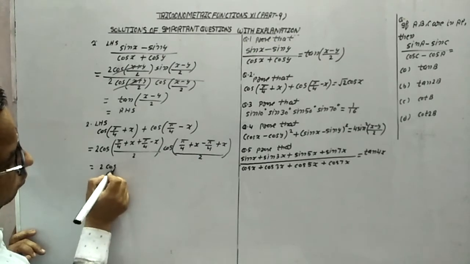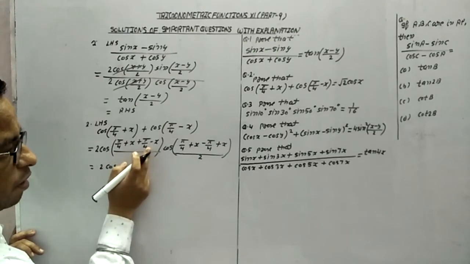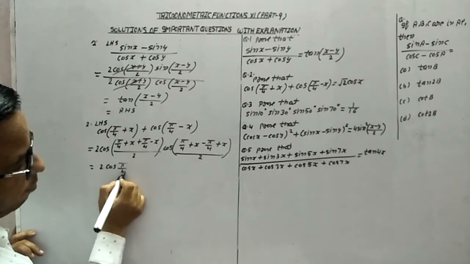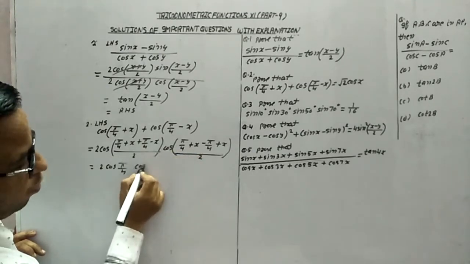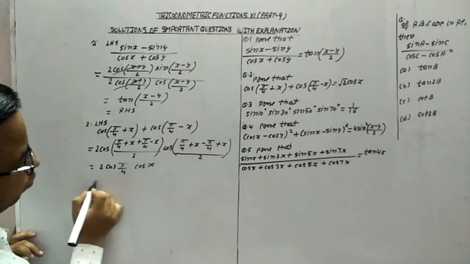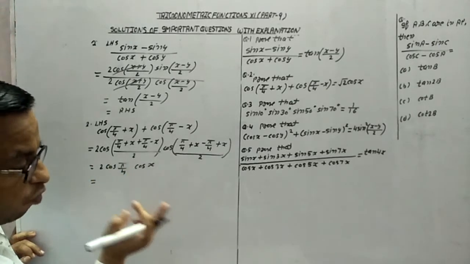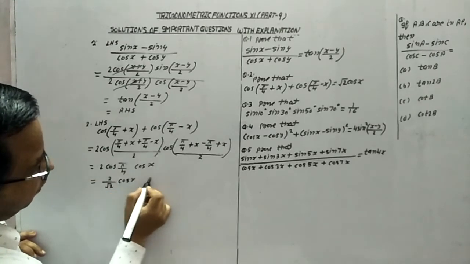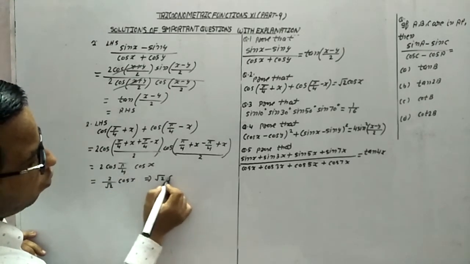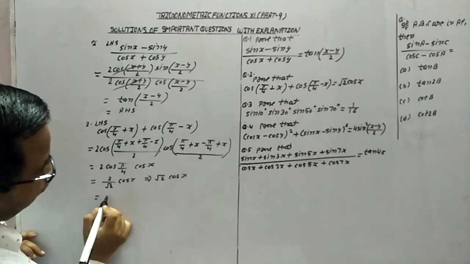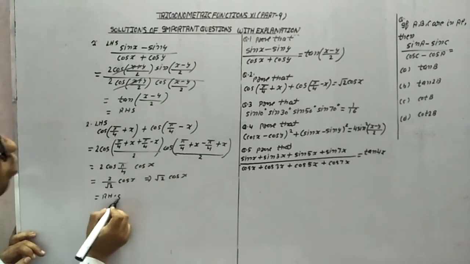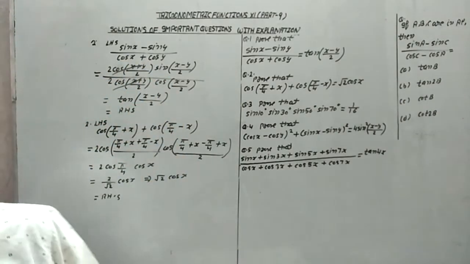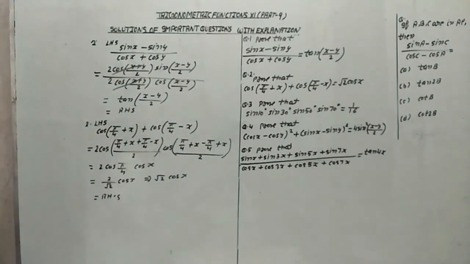Now 2 cos of (pi by 4 plus pi by 4) becomes 2 pi by 2, so the 2 cancels out, leaving pi by 4. This becomes cos 2x upon 2, which means cos x. Cos pi by 4 means cos 45, which is 1 upon root 2. It means 2 upon root 2 cos x, which becomes root 2 cos x. And this is equal to the right hand side. So this is the way to do these questions, in which we directly apply the identity.